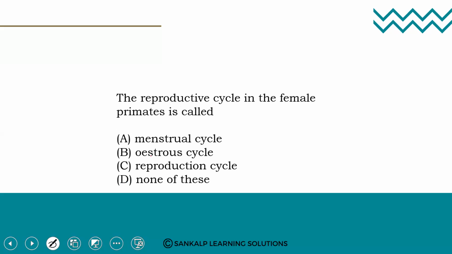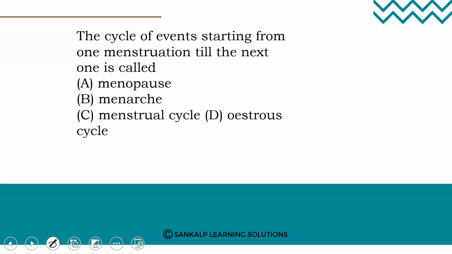Next question. The reproductive cycle in female primates is called as? Menstrual cycle, estrus cycle, reproduction cycle, none of these. Anvita and Komala answered it. What about others? The reproductive cycle in female primates is also known as what? Priyanka answered it. Jyoti answered it. So the right answer is option A, menstrual cycle. Next question.